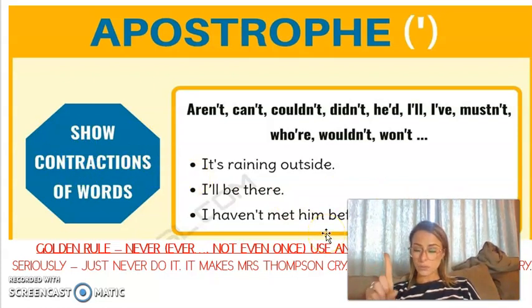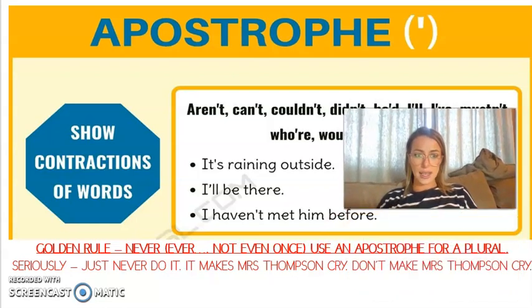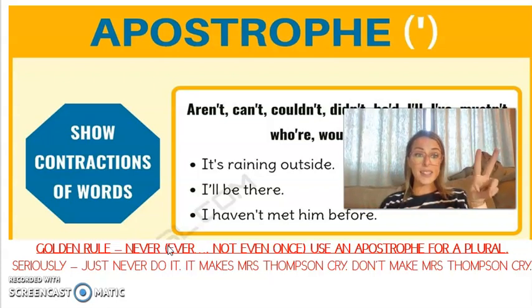Now, there is a golden rule that I will bang on about all of this week in our work on apostrophes. And I'm going to move my face out of the way so you can see, look. The golden rule is never, ever, not even once, use an apostrophe for a plural. A plural is when I've got more than one of something. So, for example, I might have one cat, that's a singular, and two cats.